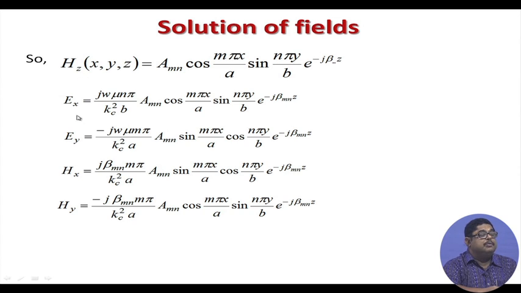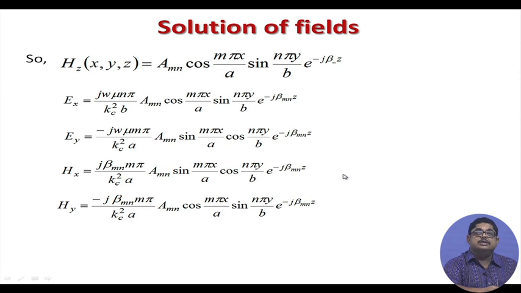So, we can write here all the 5 fields. Generally, we have 6 fields: 2 transverse electric fields, 2 transverse magnetic fields, 1 longitudinal electric field, 1 longitudinal magnetic field. But in case of TE field, the longitudinal E field, that is Ez, is 0. So, we are writing Hz, Ex, Ey, Hx, Hy. All this constitutes the solution of the field.